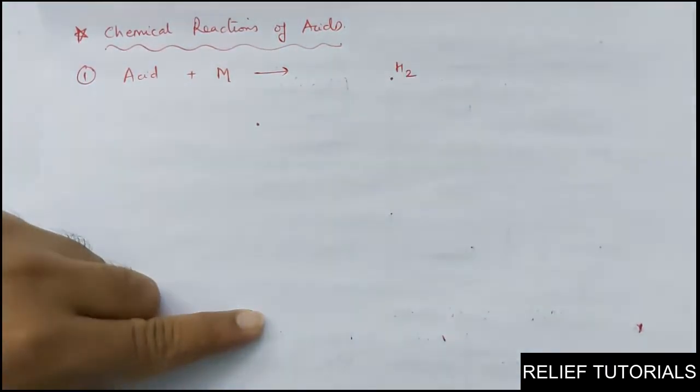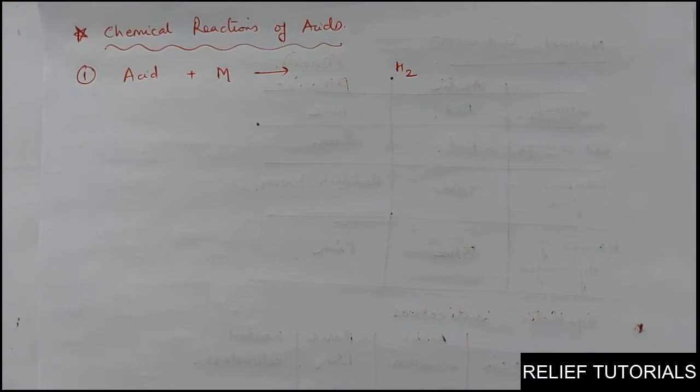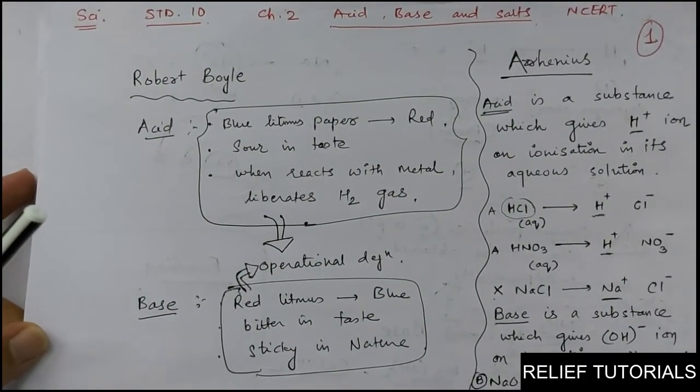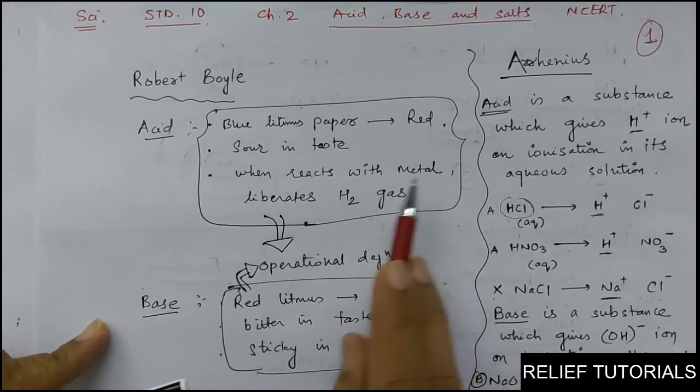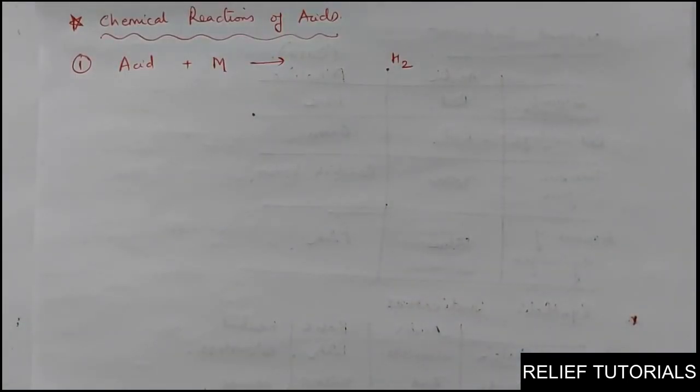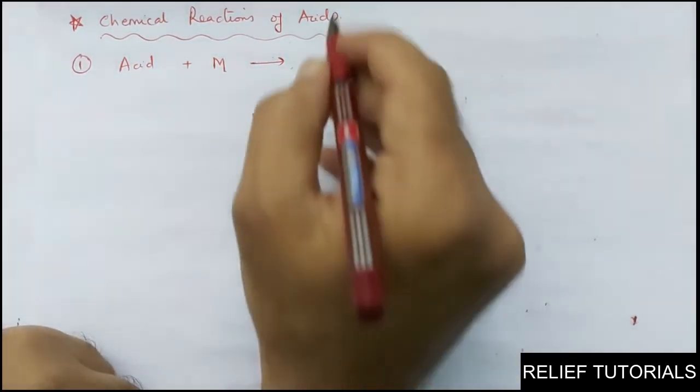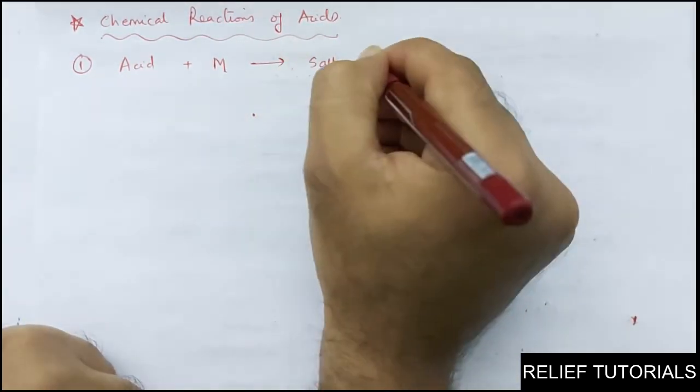In the very first lecture, we have seen that Robert Boyle has given the definition of acids and bases, and according to Robert Boyle, a substance which liberates hydrogen gas when it reacts with metal is called an acid. Look at this. Let me show you the first paper. Acid when reacts with metal liberates hydrogen gas. So the same thing appears here also, that when acid reacts with metal, it liberates hydrogen gas and the remaining salt is obtained.